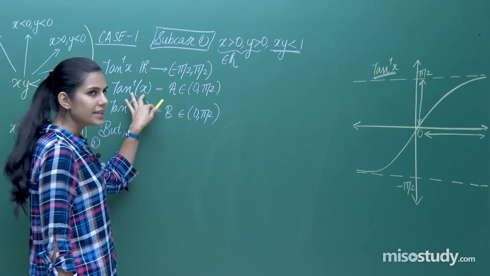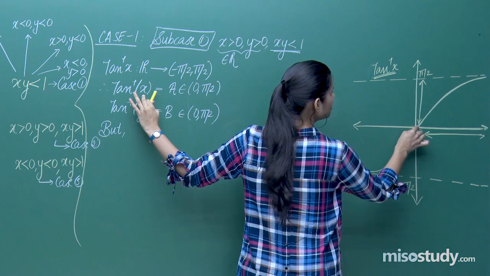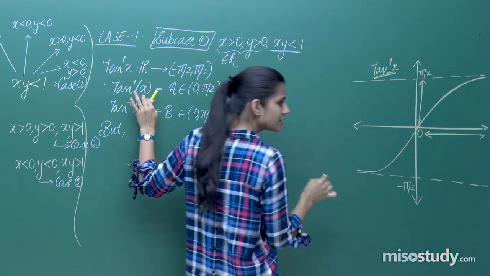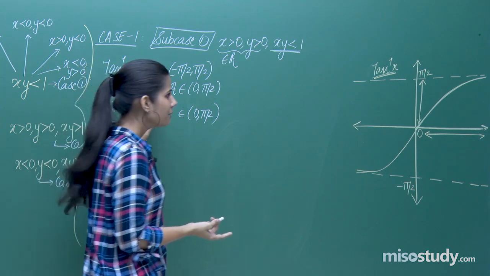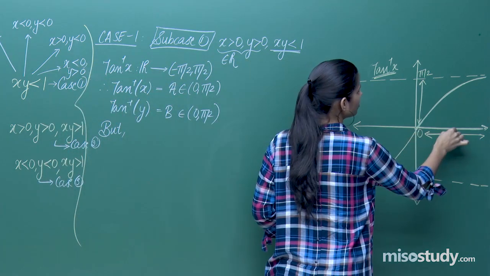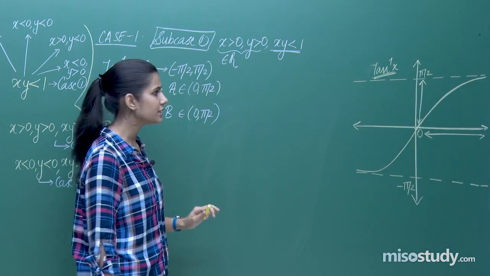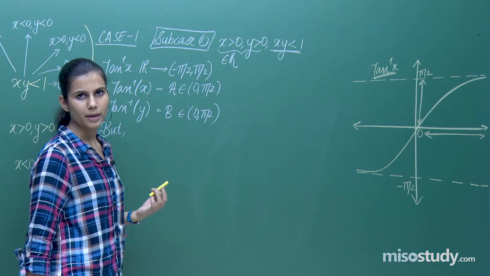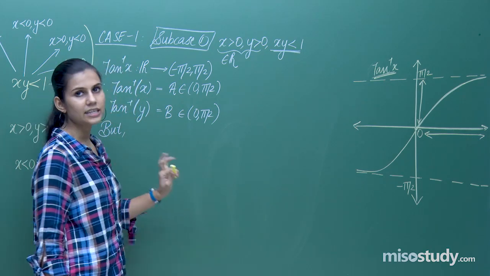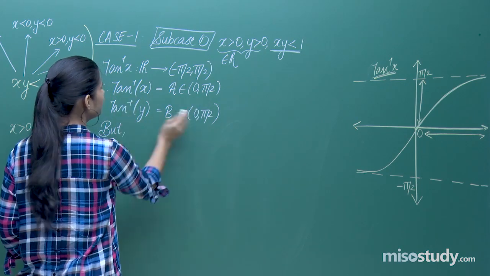Because x is strictly greater than 0. If x would have been equal to 0, in that case, my tan inverse x would have been equal to 0. Right? But because x is strictly greater than 0, tan inverse x is also strictly greater than 0. It is lying in the open interval 0 comma pi by 2, as pi by 2 is not included. Similarly, tan inverse y lies in the open interval 0 comma pi by 2. It is directly evident from the graph. Fine. So, tan inverse x is here, tan inverse y is here.